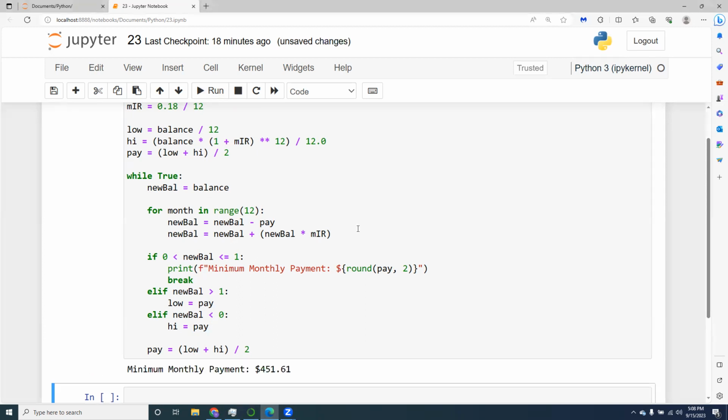But it's roughly $451.61 is how we'll find it. So I rounded it to the nearest cent, and then sent out that minimum monthly payment. And that is project 2.3.